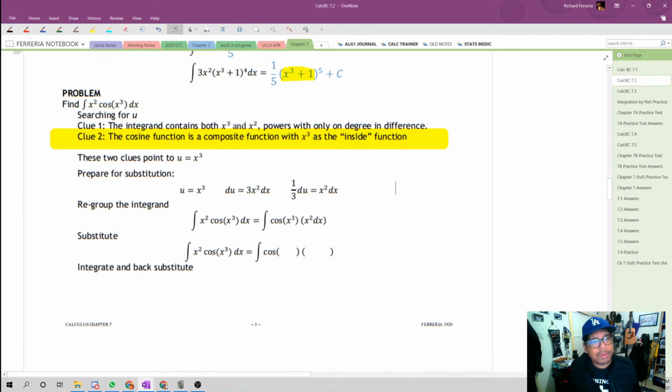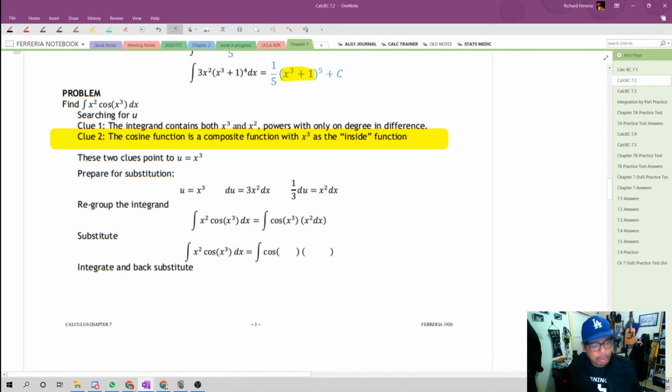The other clue is that the higher powered function is inside the cosine function. Looking inside of a cosine function, or inside of a sine function, inside of any trig function, is a good place to find wise choices for u. So both of those clues together point to u equals x cubed. So we're going to prepare to substitute.